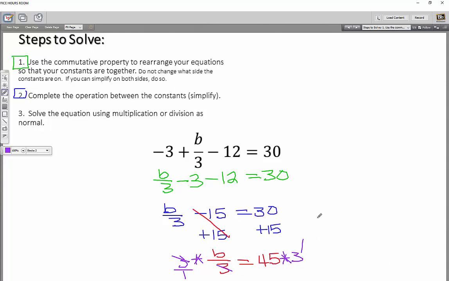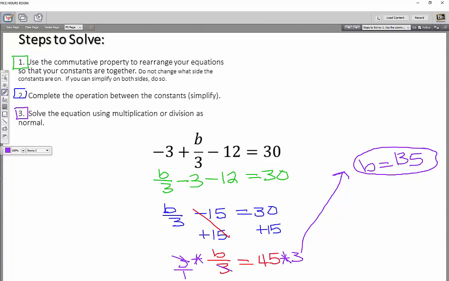And I apologize for running out of room. I'm going to jump over here to continue. So 3 times b over 3 simplifies to be b. 45 times 3, well, let's see, 5 times 3 is 15. Carry the 1, 3 times 4 is 12 plus 1. That's 135. So we solve the equation as normal using our multiplication or division.